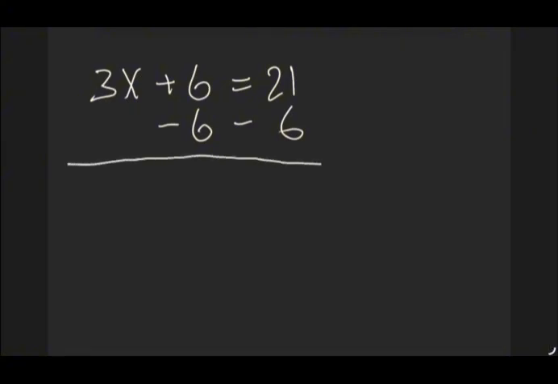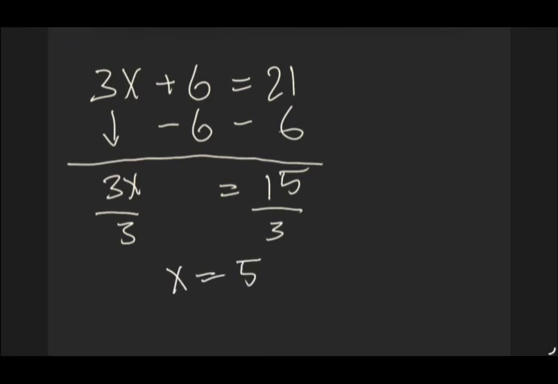Let me give you another example. 3x plus 6 is equal to 21. Subtract 6 on both sides because we're trying to get x by itself. Bring down the 3x. 21 minus 6 is 15. So we're trying to isolate x. Right now we're going to divide by 3 on both sides. x will be equal to 5.